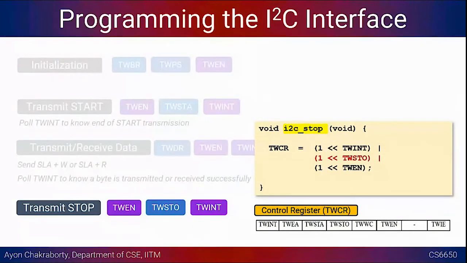And then, very similar to the start, you can also send the stop condition out just by putting 1 in the stop bit in the control register. So we know how to send a start condition. First initialize with the bit rate register and prescaler, and then enable the TWI peripheral, then send a start condition, receive or transmit the data, and then send a stop condition. That is how the data communication using the I2C interface takes place.